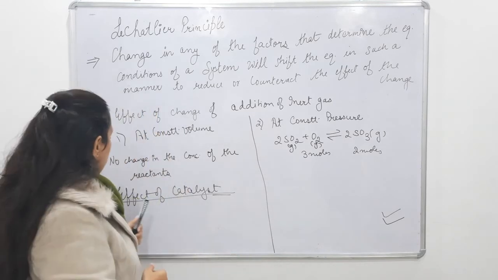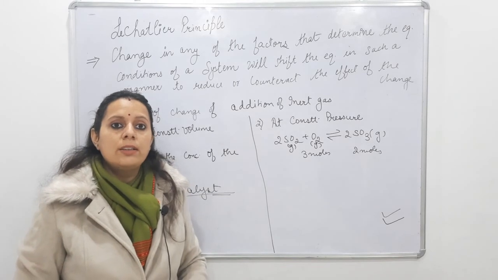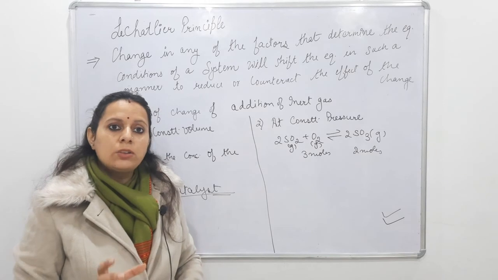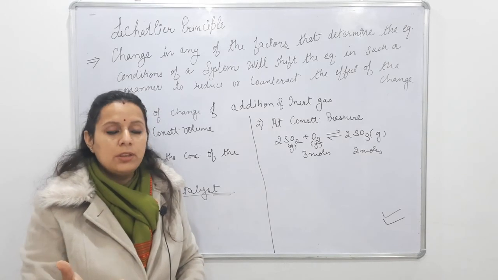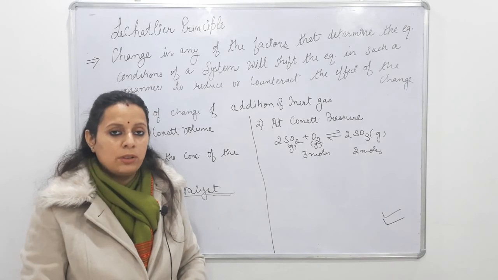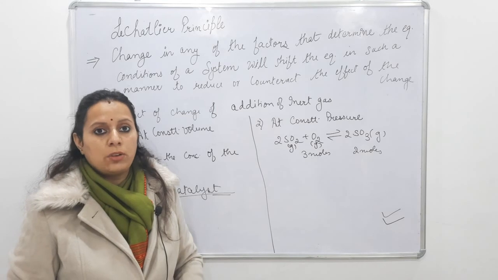Last is the effect of catalyst. I have already told you that there is no effect of catalyst on equilibrium, because a catalyst only increases the rate of the reaction, but it does not itself participate in the reaction. So it has no effect on the equilibrium. According to Le Chatelier, there is no effect of catalyst on the equilibrium.